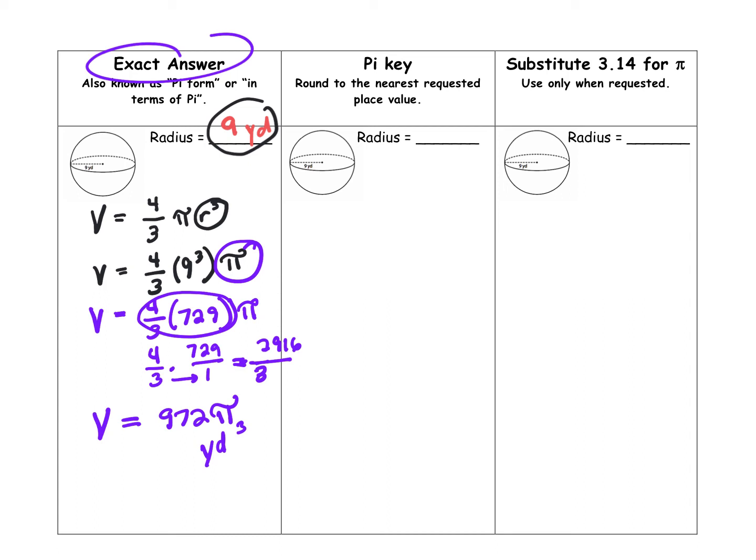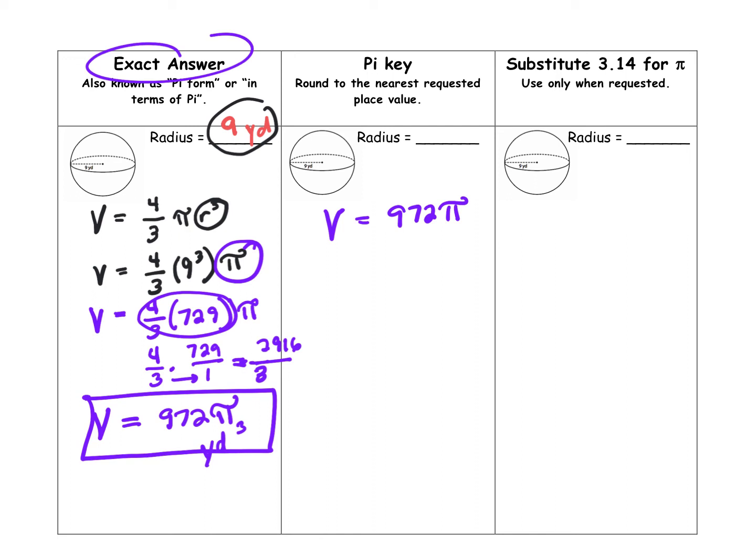Next, if we were asked to round, we would do exactly all of these same steps, and we would get here. So we do exactly the same steps. So this is what we would have so far. And now, in your calculator, please press 972 times pi. And please write down the digits that you see.